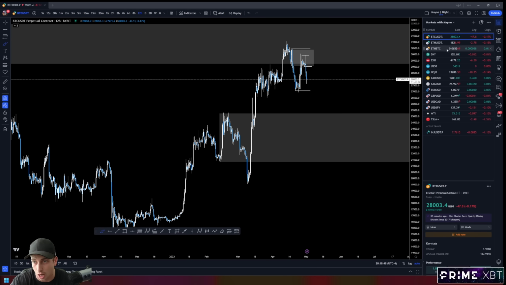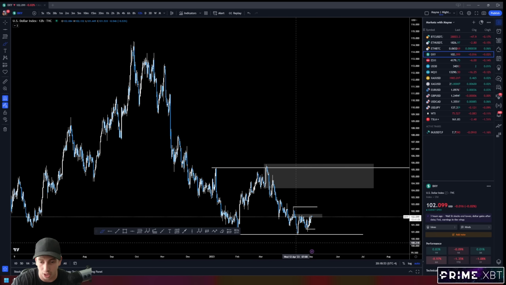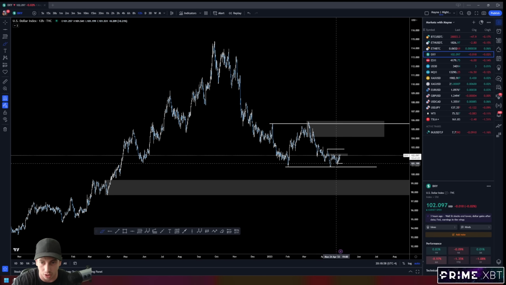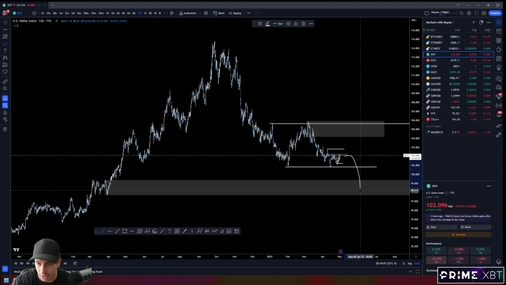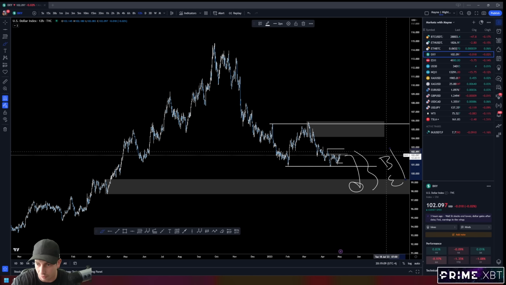Bitcoin kind of looks toppy. ES is right into resistance, and the dollar has just run a key weekly low and is on a really strong weekly level here. Because if the dollar rolls over here, the next area I've got is 99. And guess what? On this down leg, Bitcoin and equities are going to fly.